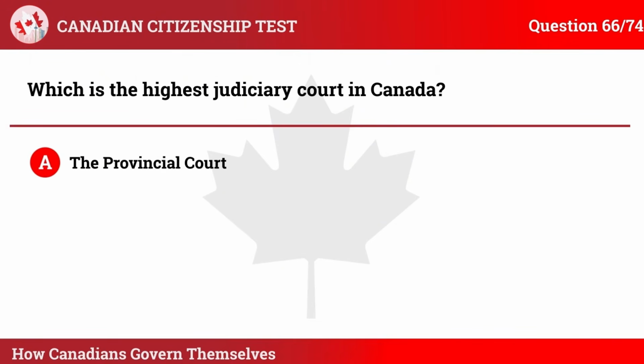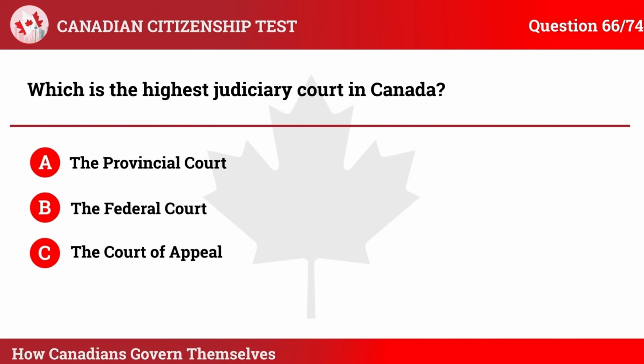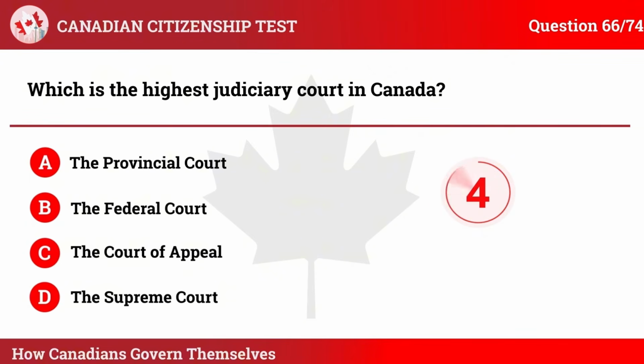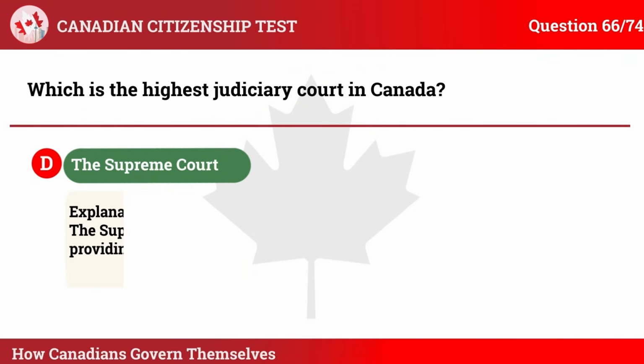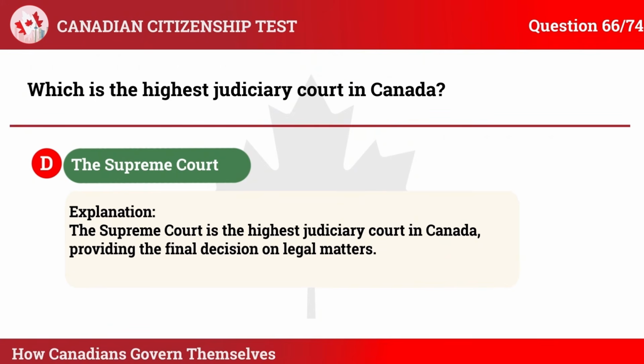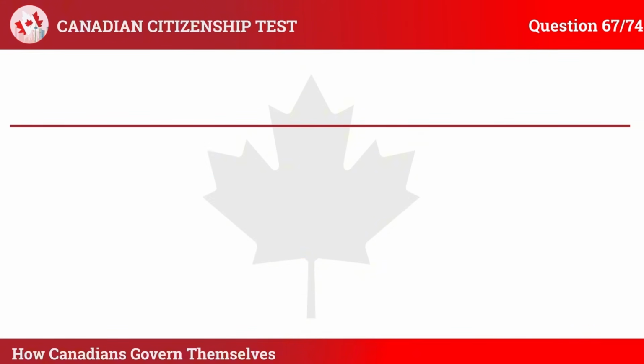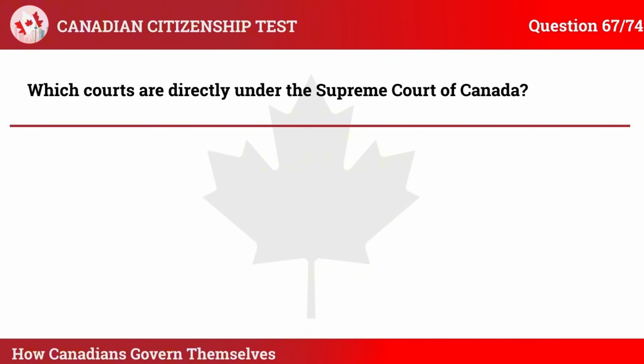A. The Provincial Court. B. The Federal Court. C. The Court of Appeal. D. The Supreme Court. The correct answer is D. The Supreme Court. Explanation: The Supreme Court is the highest judiciary court in Canada, providing the final decision on legal matters. Question 67. Which courts are directly under the Supreme Court of Canada?